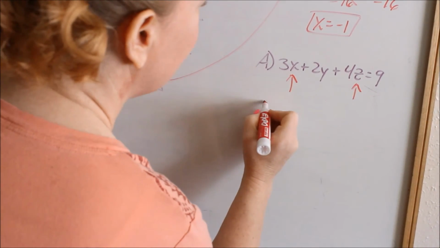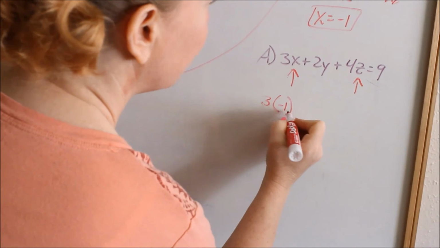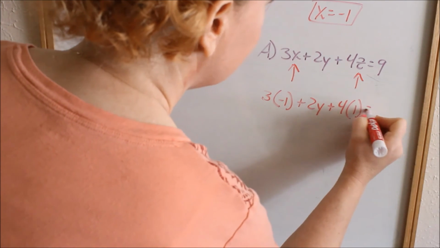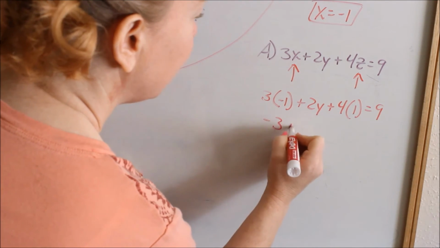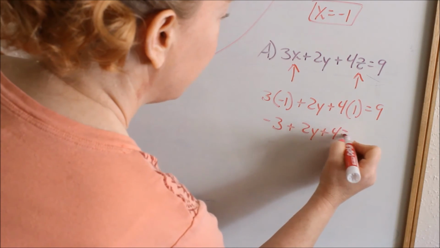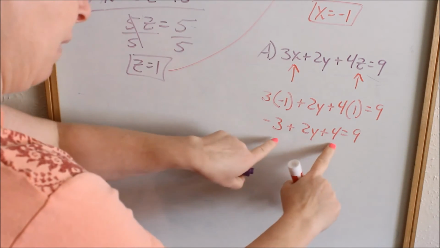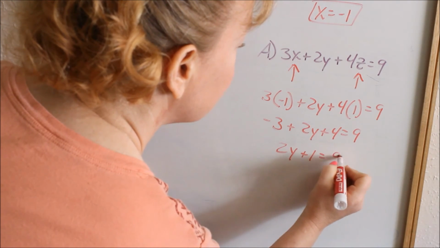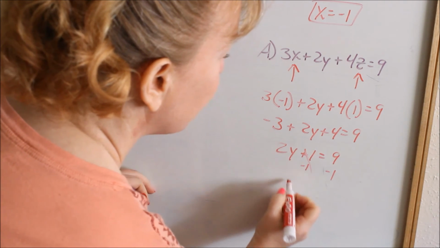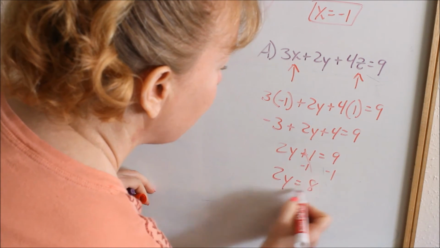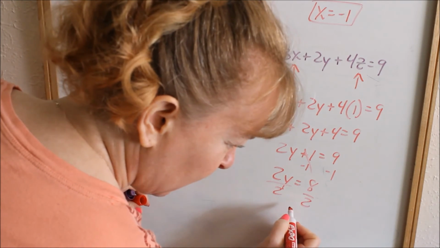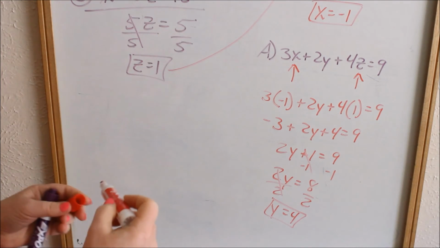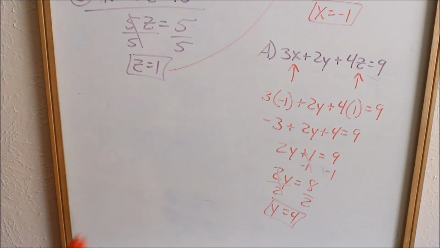So taking 3 times, and x was -1, keep up with your signs, and z was 1. So that means -3 plus 2y plus 4 equals 9. Combining these two, a -3 and a +4 is 1. So it's 2y plus 1 equals 9. Subtract 1 from both sides. 2y equals 8. Divide 2 to both sides. And y equals 4. So now that you have all three answers, that's your solutions.